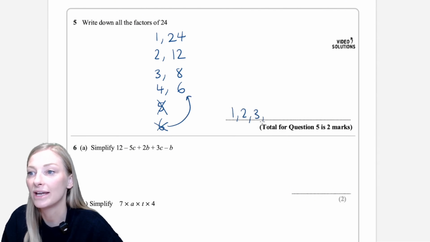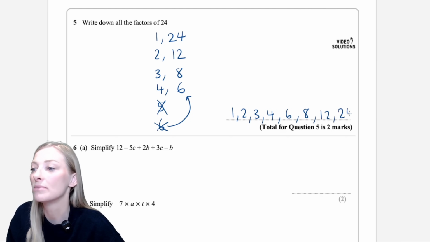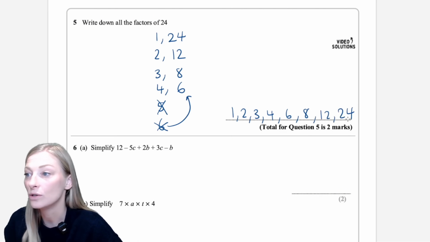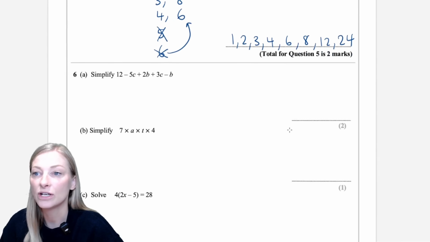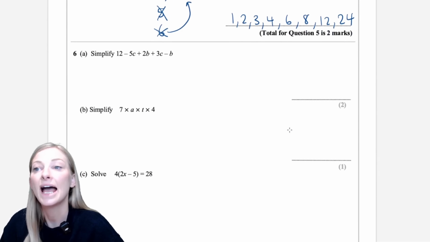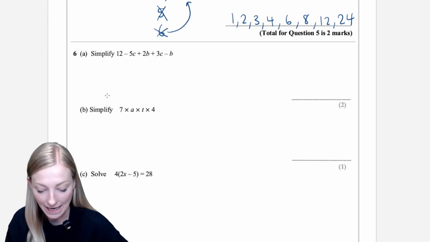1, 2, 3, 4, 6, 8, 12, 24. If you didn't write them in order, that's absolutely fine. It wouldn't matter, but you would need to get all of them to get both marks there. Question number 6, simplify 12 minus 5c, add 2b, add 3c minus b. And here we need to collect like terms.